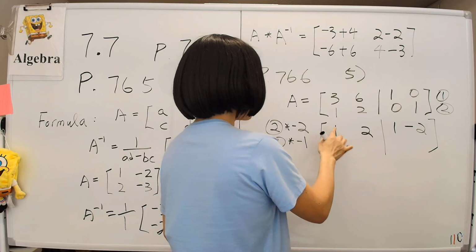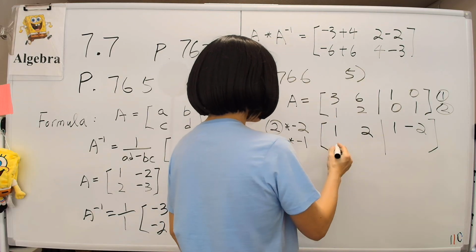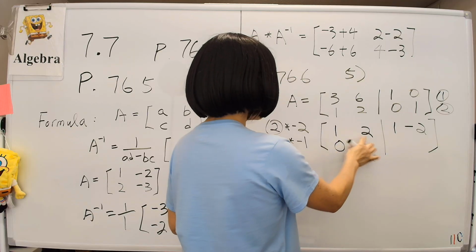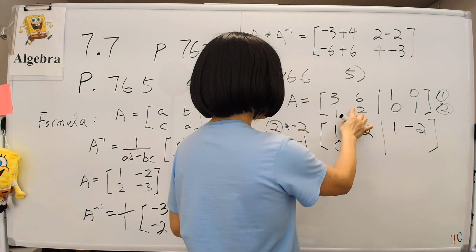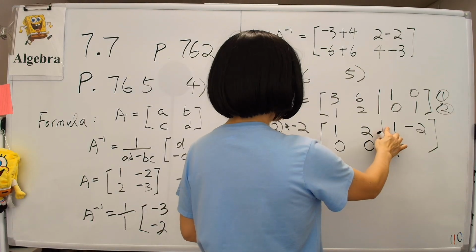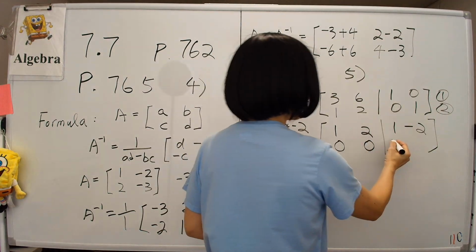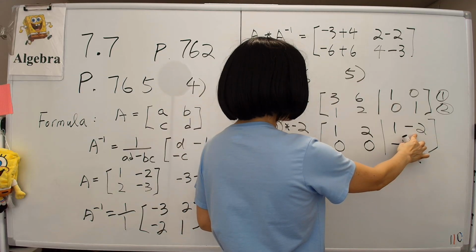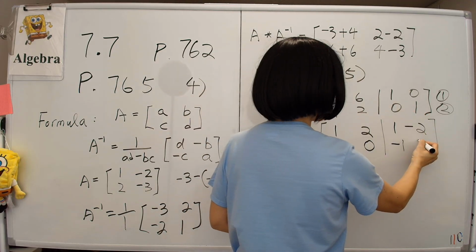So row 1 times minus 1 added to that will be 0. And then this one times minus 1 minus 2 added to that is also 0. And then this one times minus 1 added to that is minus 1. Finally, this one times minus 1 is positive 2 plus that is positive 3.